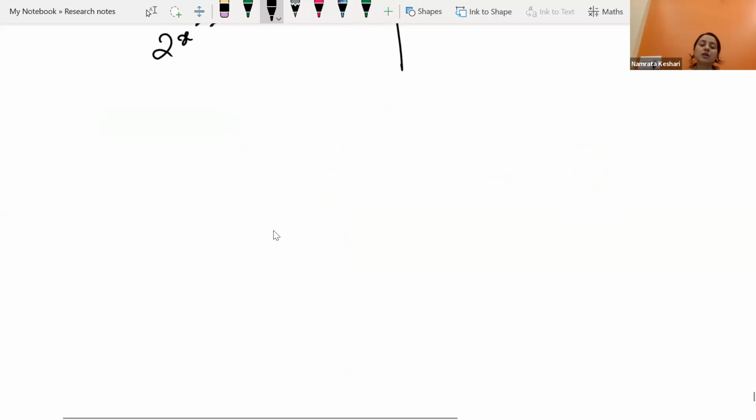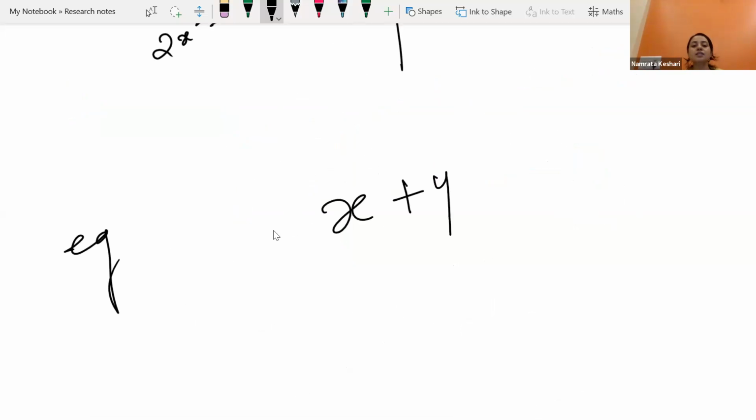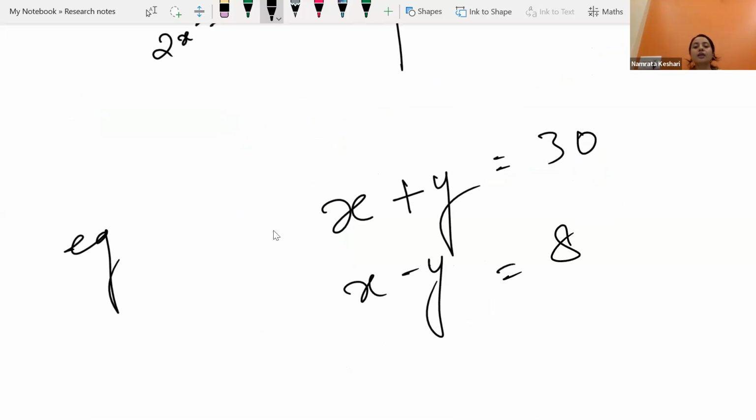Now the next scenario is that sometimes you will see that both the coefficients are the same, x plus y and x minus y. Here 30, here 80. Both are the same, x also, y also. Then it's completely up to you. Focus on any one of the variables, either x or y. First you decide which one you want to eliminate. Suppose I want to eliminate x.